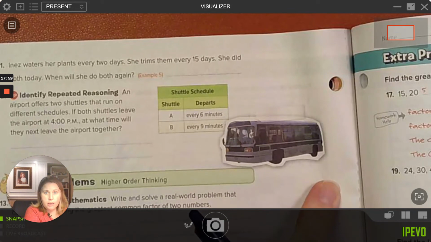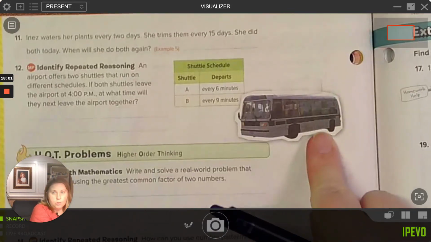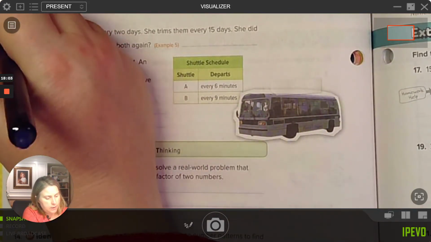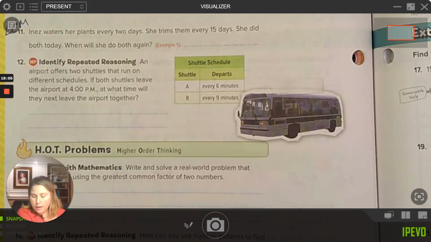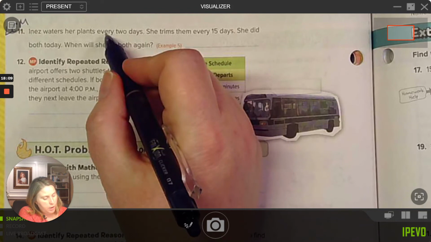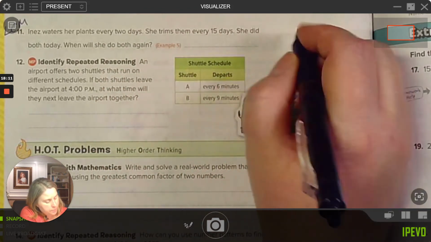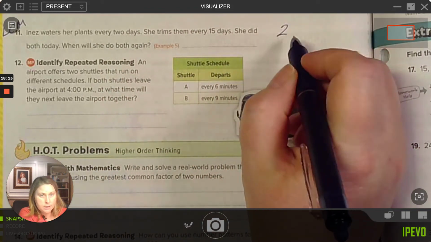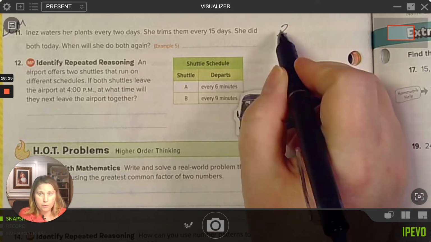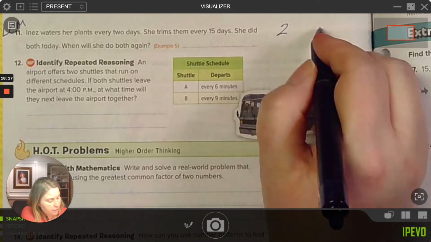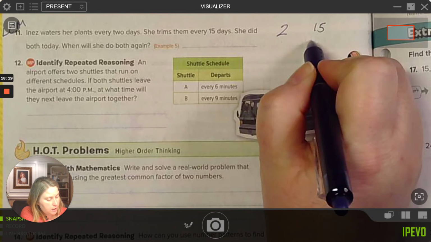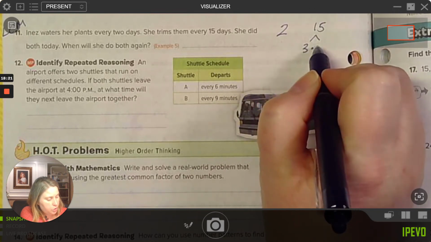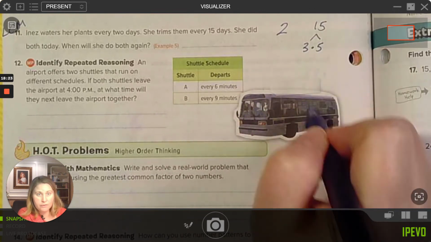Okay, so we're looking at least common multiple for this question, LCM. And she's watering every 2 days. Okay, I can't make a factor tree for that, it's already prime. And then she's trimming every 15 days. So this I can break down, 3 times 5.